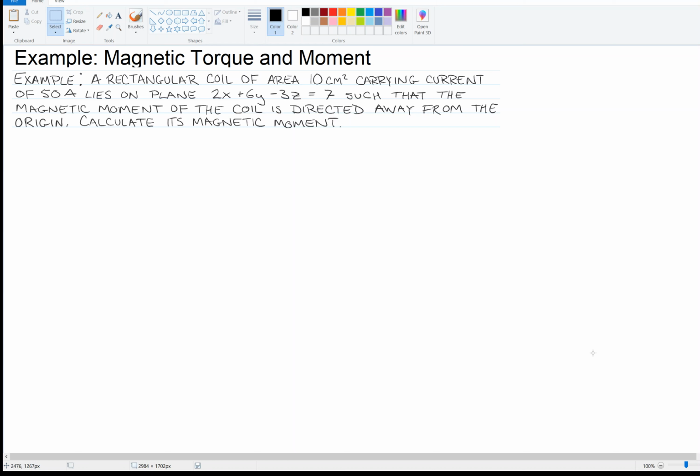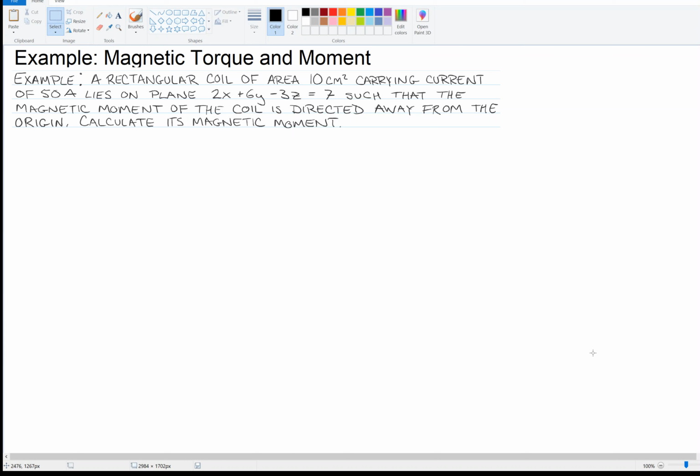All right, welcome back. We are talking about magnetic torque and magnetic moment. I've got a wonderful example here for you. We've got a rectangular coil of area 10 square centimeters, carrying current of 50 amps, lying in a plane given by 2x plus 6y minus 3z equals 7. So this plane is not the z equals 0 plane, it's not the y equals 0 plane, nor the x equals 0 plane, such that the magnetic moment of the coil is directed away from the origin.